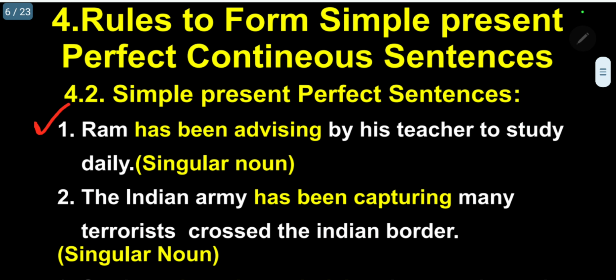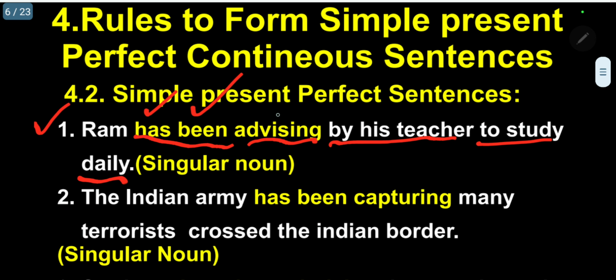Number 1, under the 4.2 rule: Ram has been advising by his teacher to study daily. Please follow. Ram is singular, so I am using the singular verb has. As usual, been should be added for perfect continuous. Ram has been advising. Advise, drop E, add ing. Ram has been advising by his teacher to study daily.